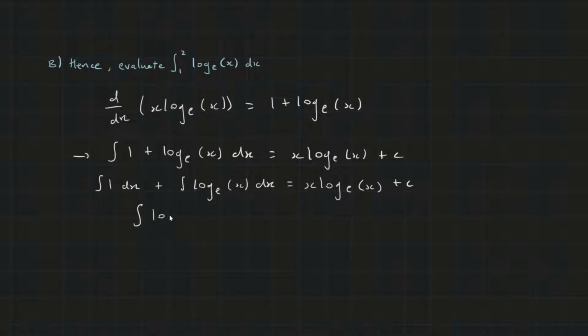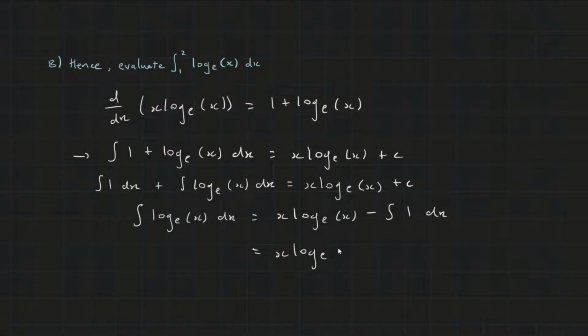So I say the integral of log e of x dx is equal to x log e x minus the integral of 1 dx. Now a lot of people just do minus 1 here. However, that's not quite correct. We actually have to find the integral of 1, which we should recognize as just x. So it'll be x log e of x minus x plus c. Put the plus c here as well.